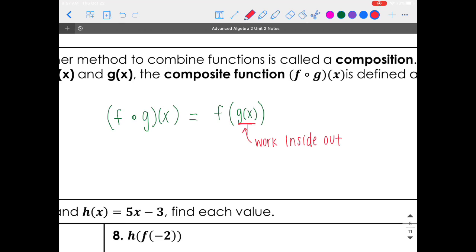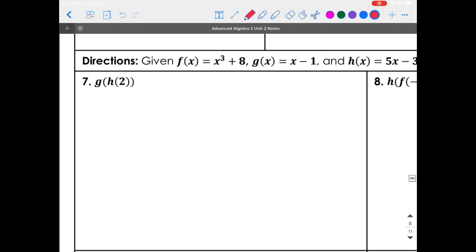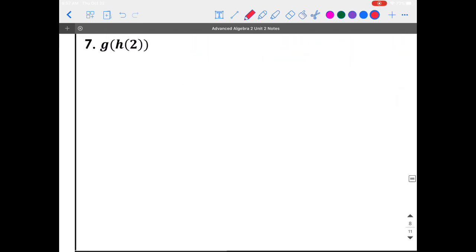So I would do g of x and get an answer for that, and then that answer gets plugged into f. And sometimes you'll have several things inside of each other. So you always work inside out. So we're going to start at number 7. And number 7, we're going to do the insides first.